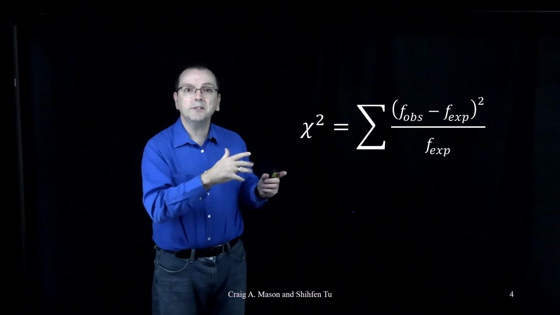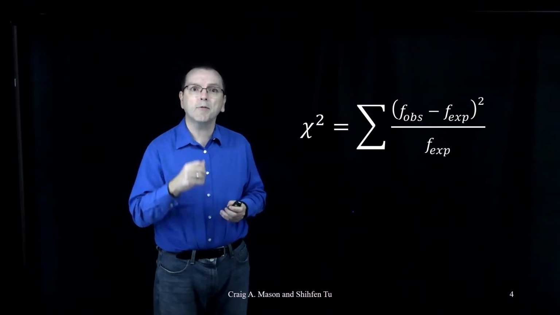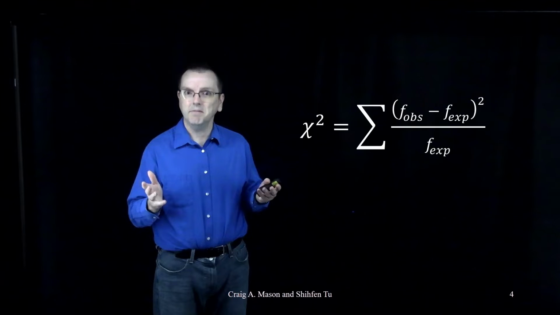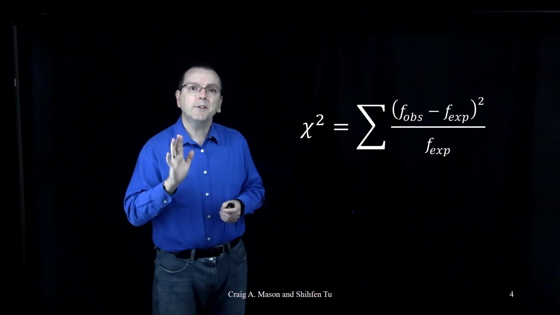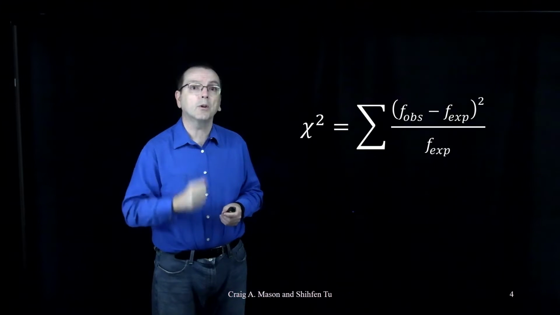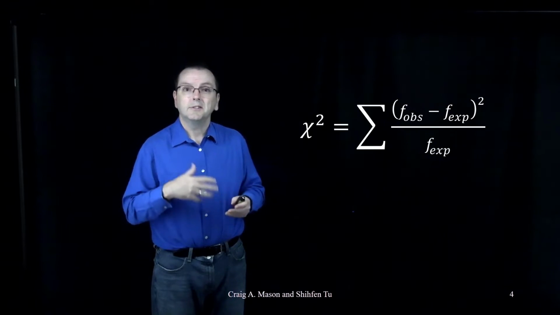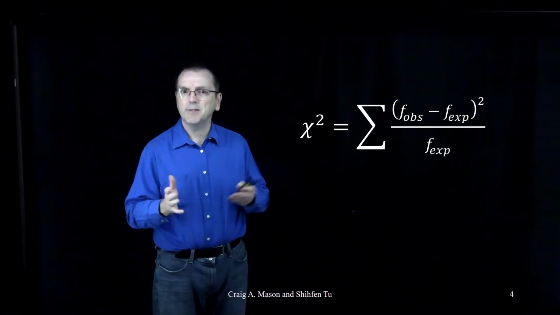Now, you may notice that it's the same formula as the chi-square for the goodness of fit test, and that's right, it is the same formula. The difference is that here we're looking at the combination of two categorical variables. So it's the same formula, just applied in a different way.